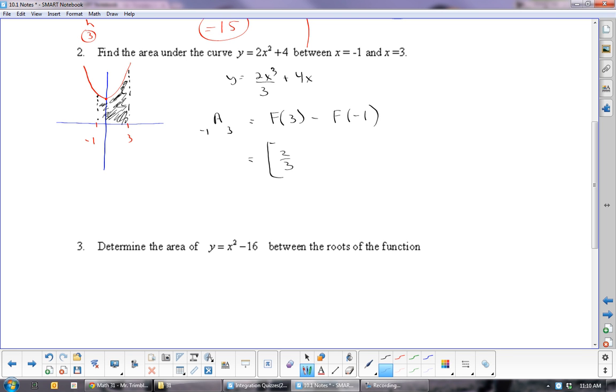So let's do it. So that's 2/3 times 3 cubed plus 4 times 3. We use square brackets, and then we start with the new 2/3 times negative 1 cubed plus 4 times negative 1. Okay, this gives you 30 minus negative 14 over 3.